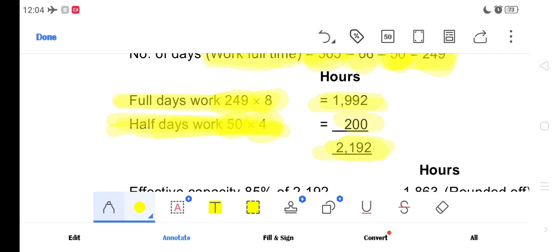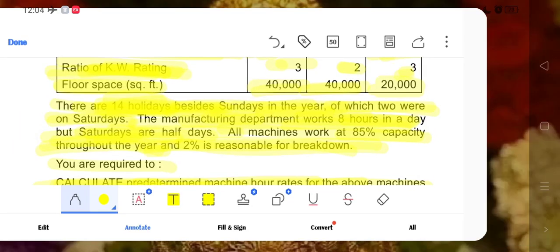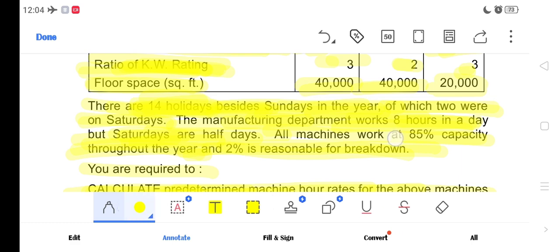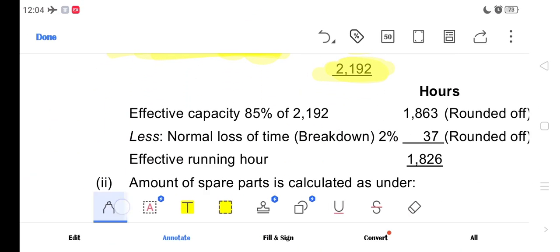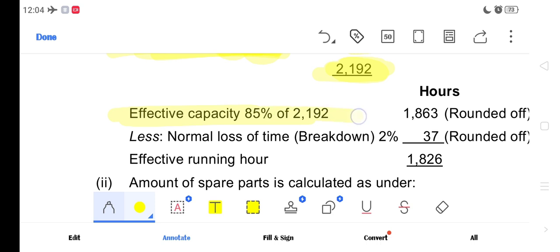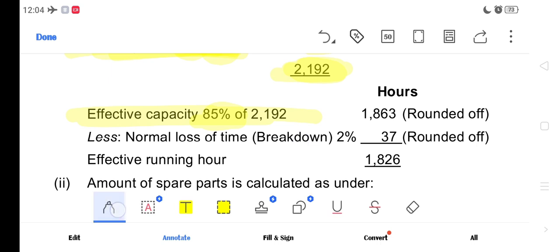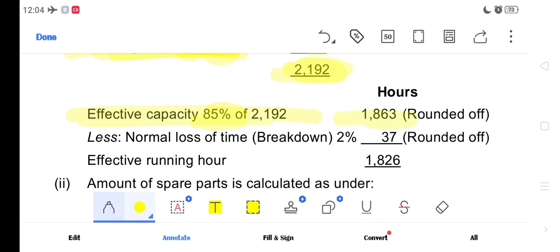How? Because in a year they only told they'll work at 85% capacity. Okay, so they are going to work at only 85% capacity. So what is the effective capacity? Out of this 2192 they only work at 85% capacity, which means approximately 1863. And of this 1863 hours also there is a normal loss, which is 2% reasonable breakdown.